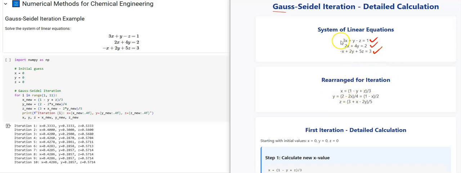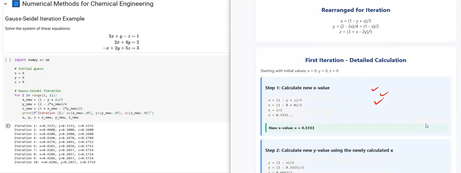So from equation 1, x is equal to (1 minus y plus z) by 3. From equation 2, y is equal to (2 minus 2x) by 4, that is (1 minus x) by 2. And then from equation 3, z is equal to (3 plus x minus 2y) divided by 5. So rearranging the three equations for x, y and z. Now the initial value is x is equal to 0, y is equal to 0 and z is equal to 0. Now we have to plug that in.